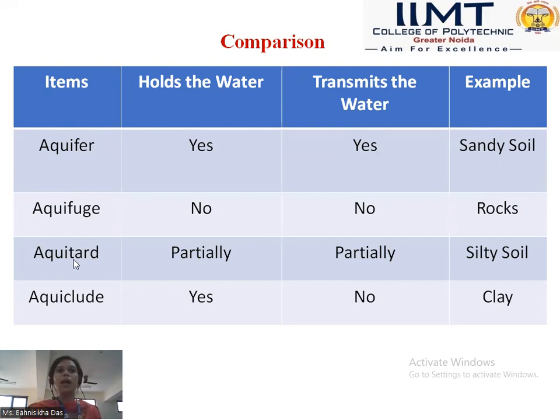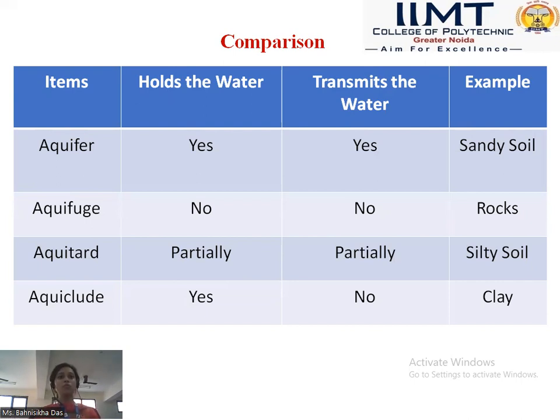Next we have the aquitard. An aquitard is a geological formation which holds water, but the quantity is less as compared to an aquifer. Similarly, it partially allows the water to pass through, so that quantity is also less than an aquifer. It partially holds the water and partially allows the water to pass through. For example, silty soil does not allow all its water to pass through.